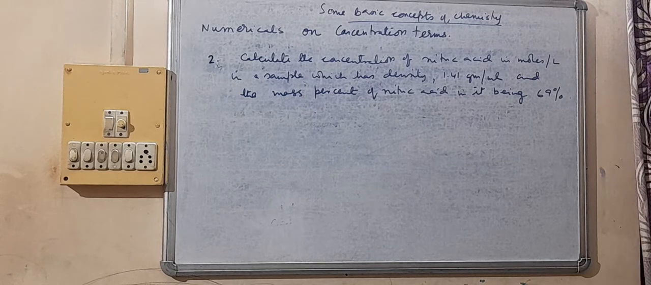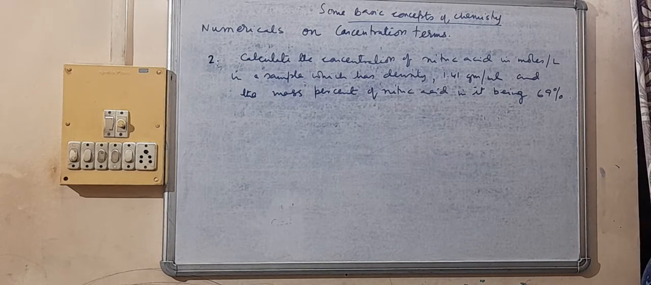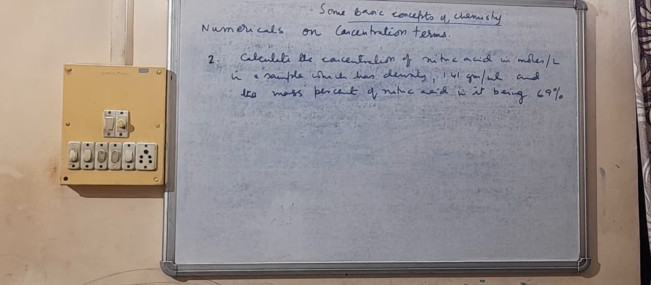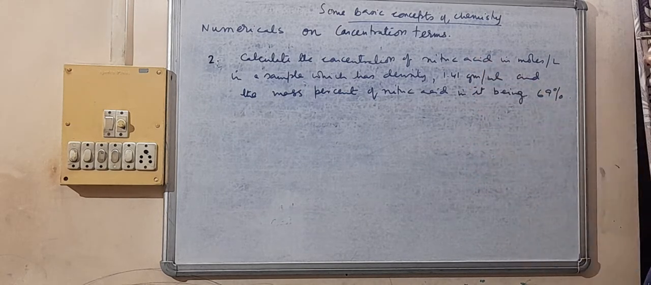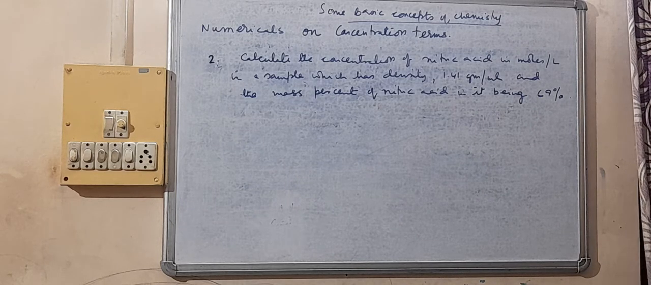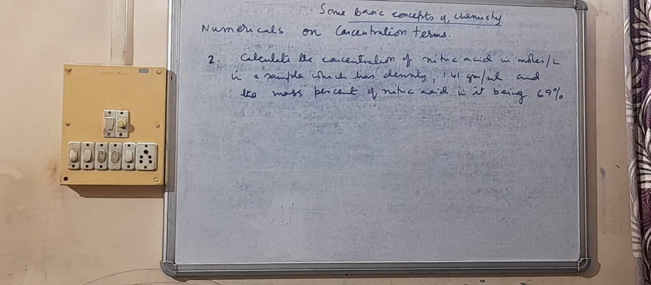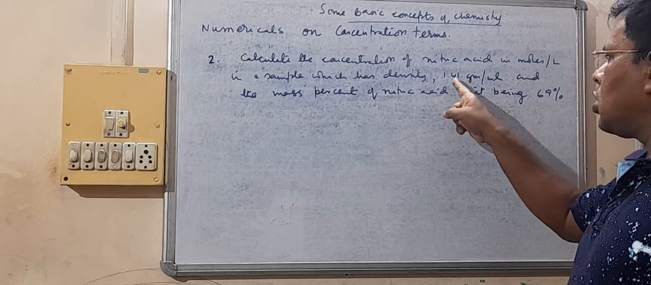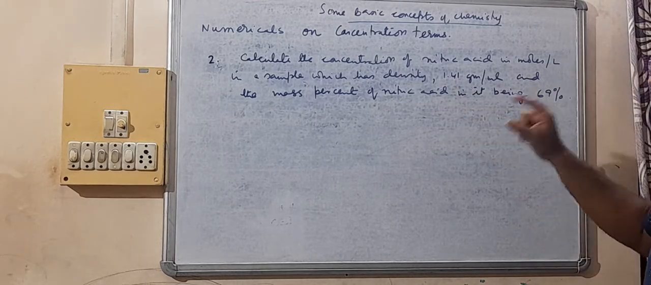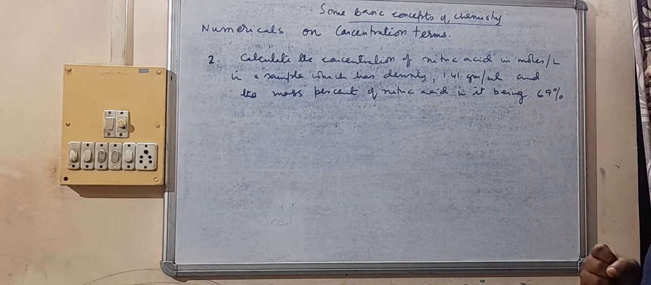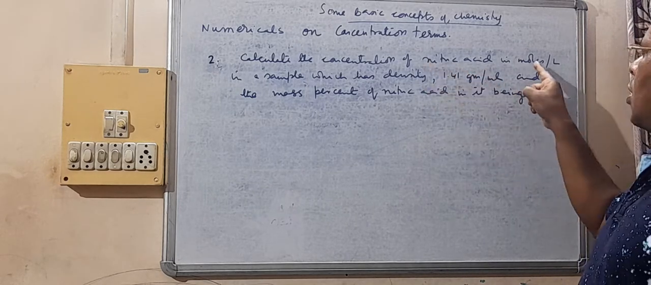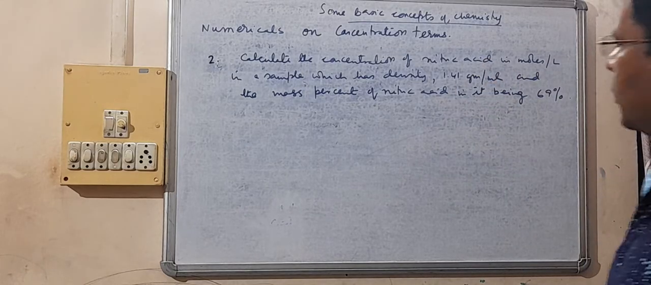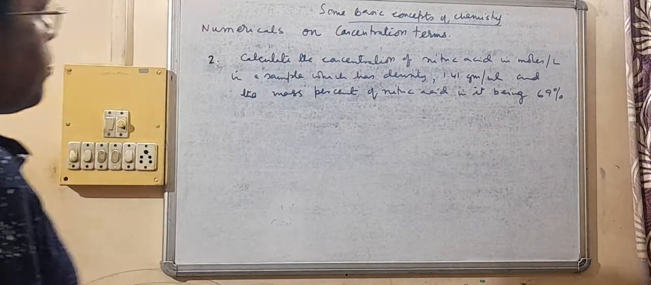Children, our next question is calculate the concentration of nitric acid in moles per liter. So we have to find the molarity of nitric acid in a sample which has density of 1.41 gram per ml, and the mass percent of nitric acid in it being 69%. So density of the solution is given to us. Mass percent of nitric acid in the solution is given to us. We have to find molarity of nitric acid.